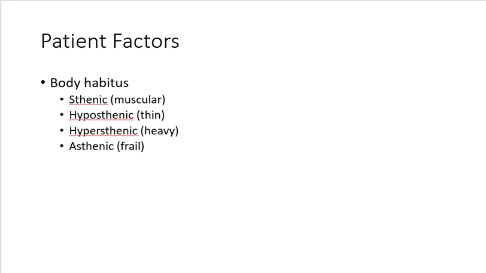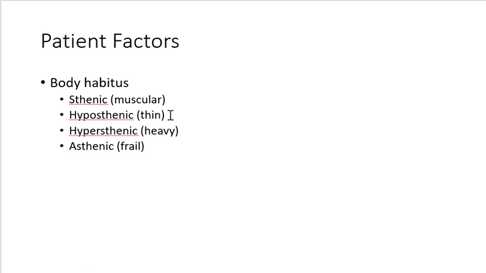So your different body habitus would be sthenic, which would be thin but muscular. Hyposthenic would be fit but thin. So the difference between those two would be somebody who does maybe some weight training as opposed to somebody who does a lot of aerobic training. So maybe a runner's build or a swimmer's build.